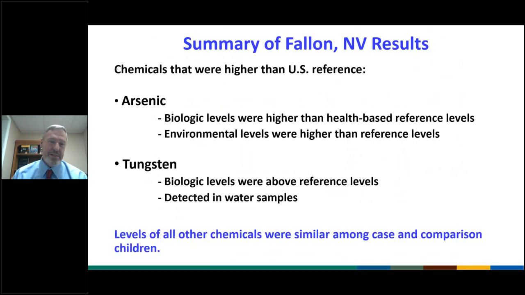So what did we find? We found arsenic in the biologic samples, because obviously we figured that, because it had the highest level of arsenic in the drinking water in the U.S. What we didn't plan on is we found tungsten at high levels. And we detected that in the water samples. Now, at the time, EPA didn't even require measuring tungsten in drinking water. It turns out this has some of the highest tungsten levels in the country in drinking water.